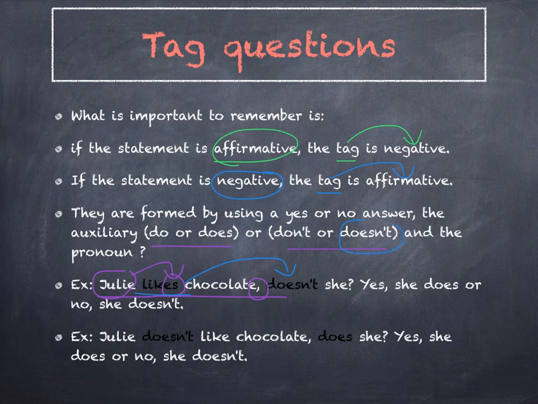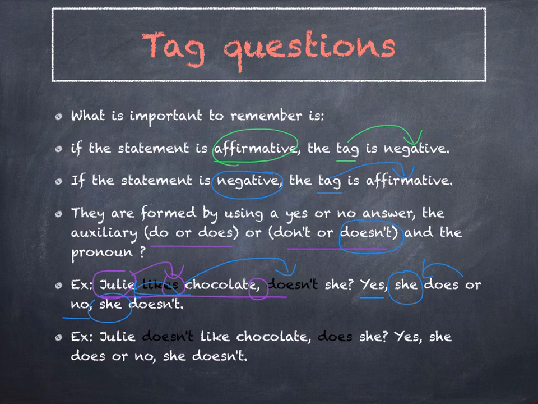So here is the auxiliary that I will have to use. Third person singular, negative form. Then to answer, you use exactly the same pattern that we just reviewed. So yes or no, the pronoun, and then the corresponding auxiliary.